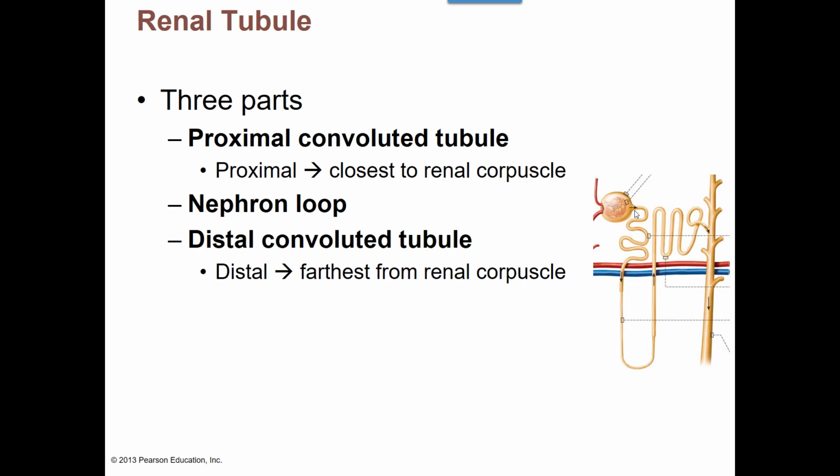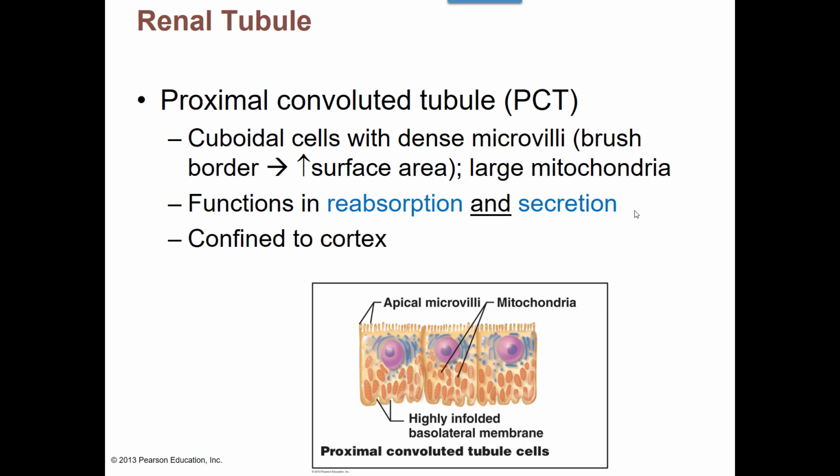Now, the structure of the proximal convoluted tubule kind of shows that there's a lot of stuff going on in just this one twisty, turny tube. One, we do have some cuboidal cells, and they have dense microvilli. We've got all of this microvilli on the top of these cells, and that's there to increase surface area. Just like you have microvilli in your small intestines to increase surface area, you do in that proximal convoluted tubule as well. The main reason we have lots of surface area right there is we have lots of reabsorption and lots of secretion happening.